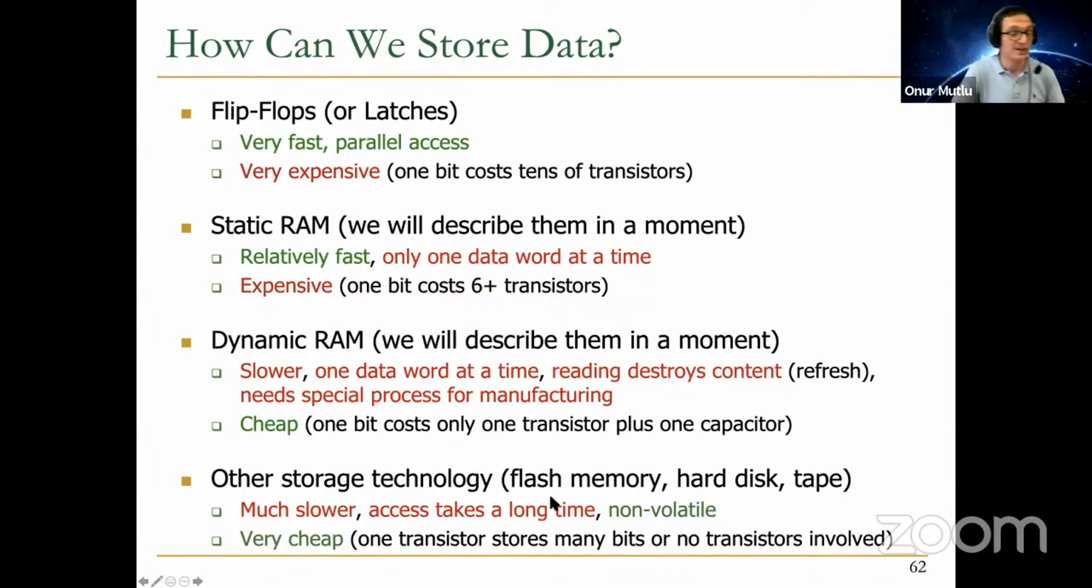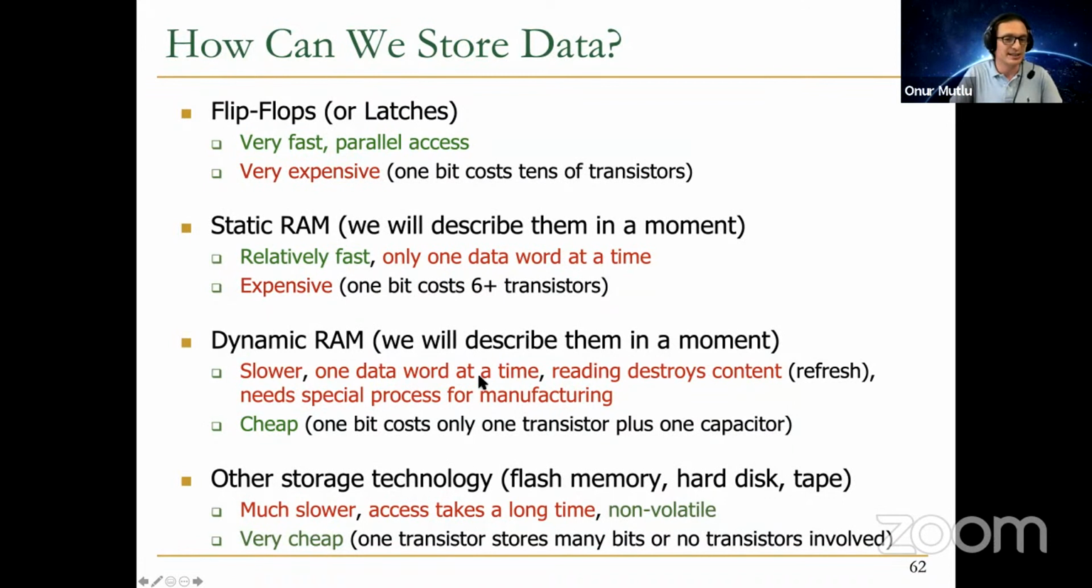In flash memory, for example, today, one transistor, a special type of transistor called a floating gate transistor, can store many bits. It can store 16 bits at a time, for example, in the most cutting edge technologies. And in some technologies, there are no transistors involved because they are magnetic storage, for example. We're not going to go into that, but this is clearly fascinating.